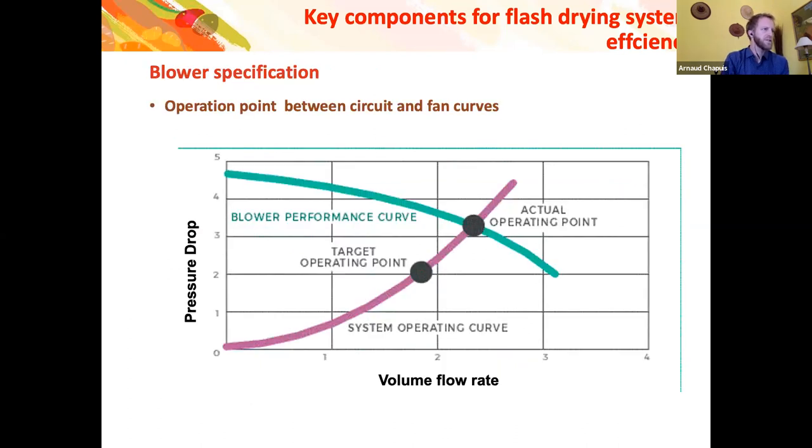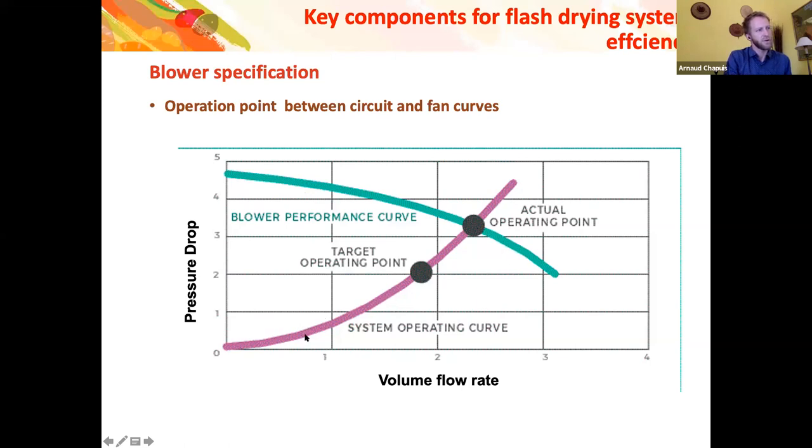So the pressure drop is actually the resistance of the system to the air flowing through it. What you will find on a blower specification is a performance curve. This is in green on this graph. This is a graph showing the pressure drop and the volume flow rate. You will see that the blower has a decreasing curve like this, meaning that at low flow rate, it can provide higher pressure, and if you want to increase flow rate, it will provide lower pressure.